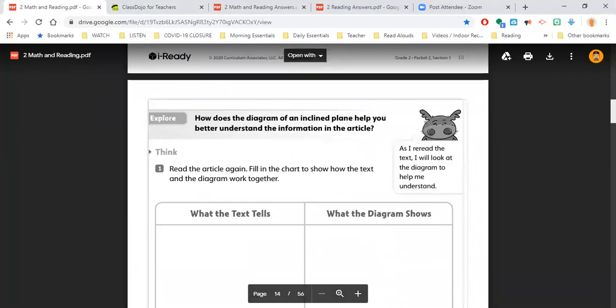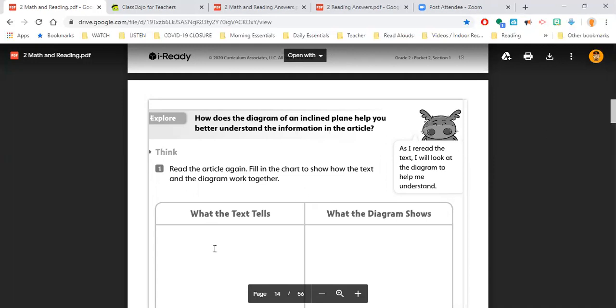Okay? Then on your next section, as you go on to page 14 here, it says, how does the diagram of an inclined plane help you better understand the information in the article? Remember, what we're going to be working on during these weeks are using the text features to help you to understand your reading. So how does it do that? Number 1 says, read the article again. Yes, it is important to read it a second time to help your understanding. Then it says to fill in the chart to show how the text and diagram work together.